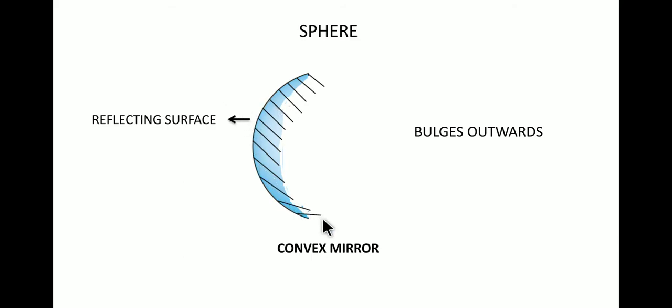One example of the convex mirror is the outside portion of a spoon, or some of the convex mirrors used in vehicles for looking at the back side of the car, the rear mirror. So those are the convex mirrors.